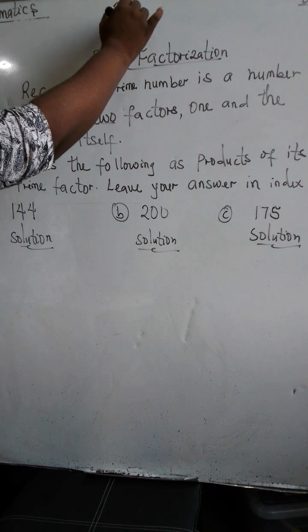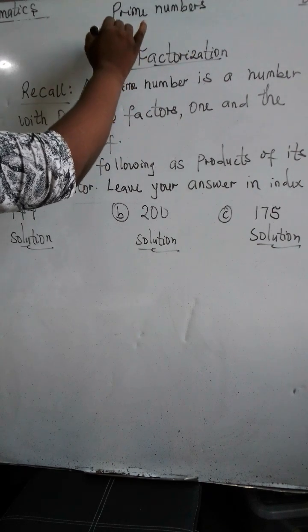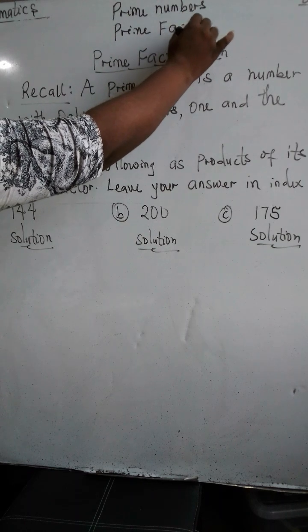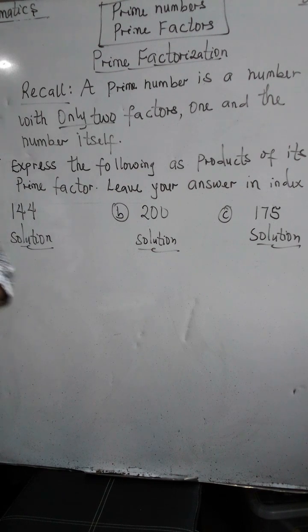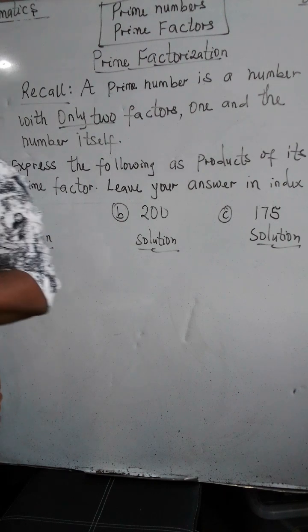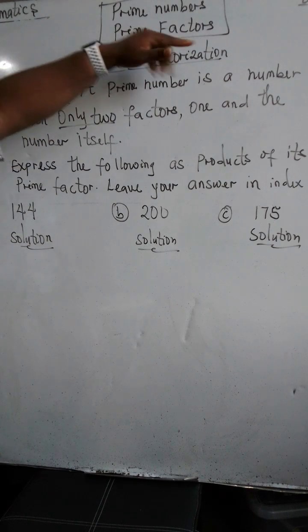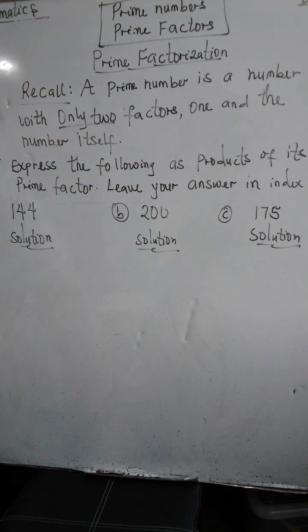Prime numbers, right? Is that true? Yeah. Prime numbers and prime factors, right? Prime numbers and prime factors. But a prime number, if you can see, there's something for us to recall. Very important. What a prime number is. And here, if you look at the board, it's clear that a prime number is a number with only two factors. A number with only two factors.